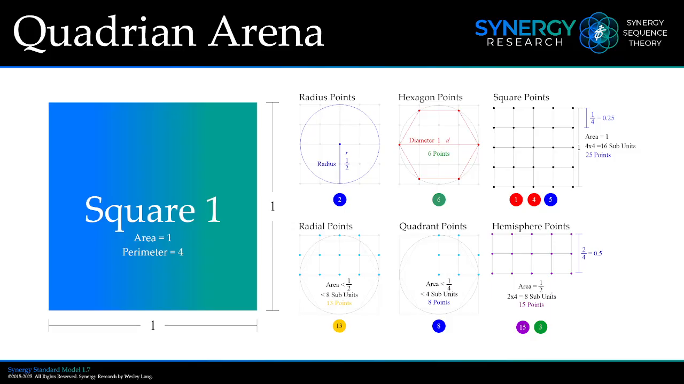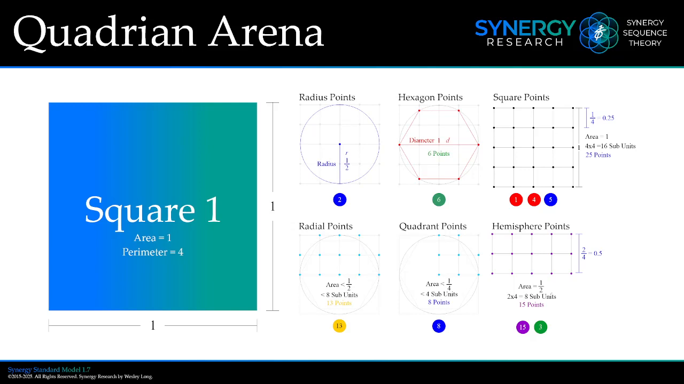The square points show a grid. 4 subdivisions per side yield 16 cells and 25 total intersecting points. This grid acts as a quantization of space. These 25 discrete locations can form the basis of digital or symbolic mapping, a pixelated stage, if you will.